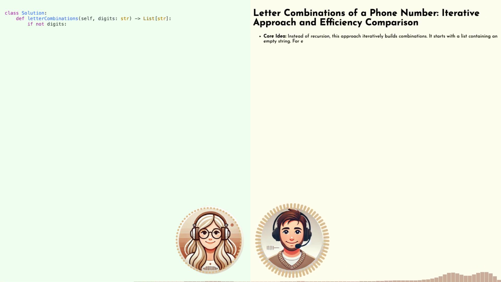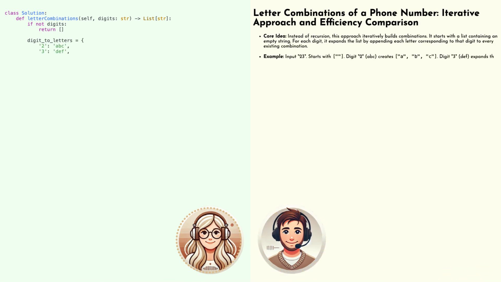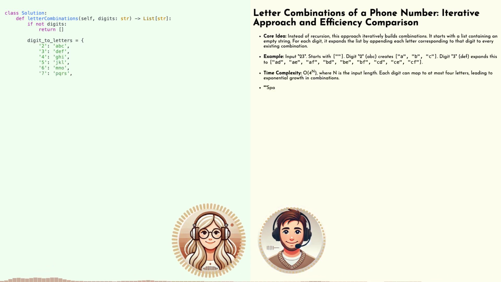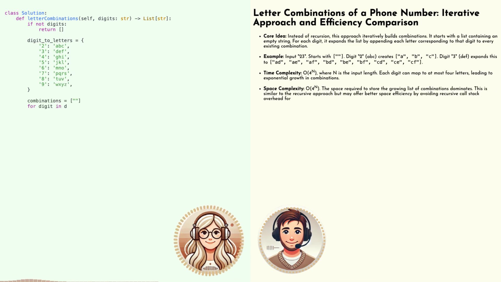But backtracking isn't the only way to solve this problem. There's another approach that uses iteration. Do you want to take a stab at explaining that? Sure. With iteration, instead of recursion and a tree structure, we think of building a list of combinations step by step, like constructing a wall brick by brick.